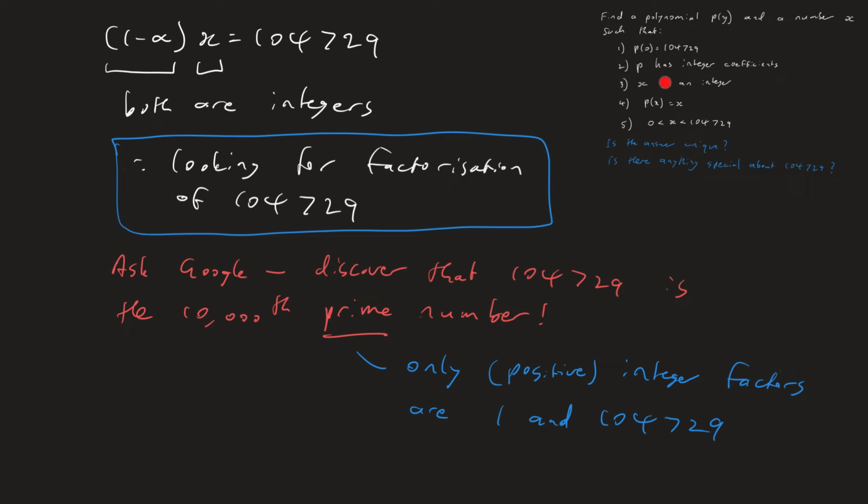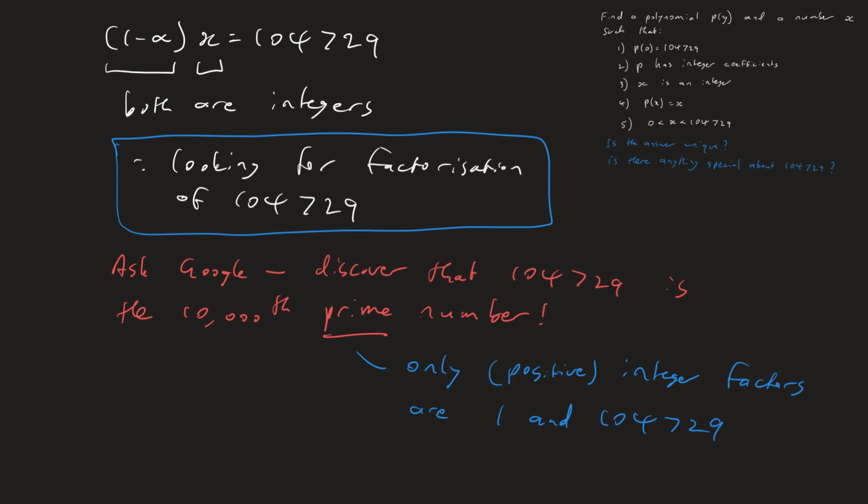Recall that if we're trying to solve all of this under the additional assumption that p of y is not an arbitrary polynomial, but of the form p of y equals alpha times y plus 104729, then requirements 1 to 4 are equivalent to solving this equation here, where both 1 minus alpha is an integer and x is an integer. And if we're trying to find two integers which when multiplied give me this integer here, well, that's factorization.